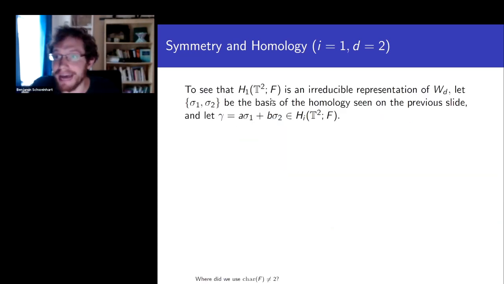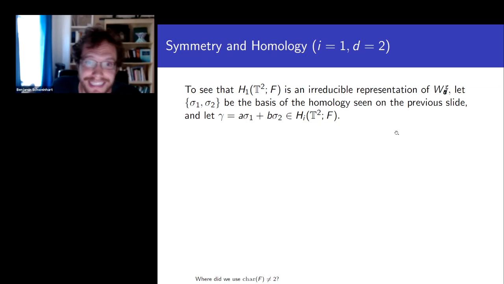And we can see just from that that H1 of T2 with coefficients in F is an irreducible representation of W2 in the case where the characteristic of F doesn't equal 2. So we'll see why we need that on this slide, actually.